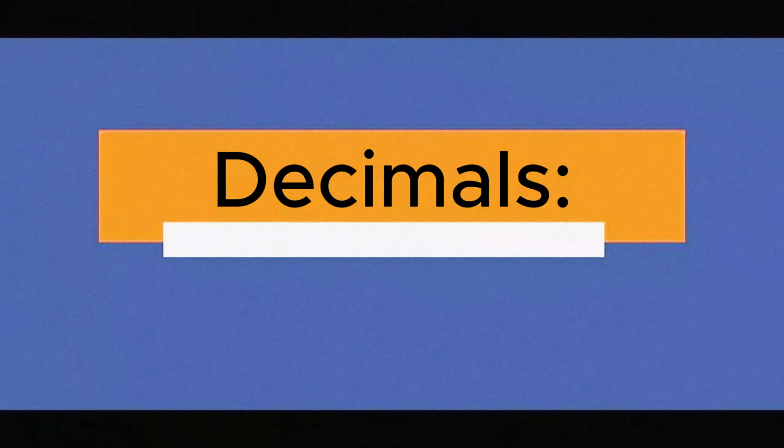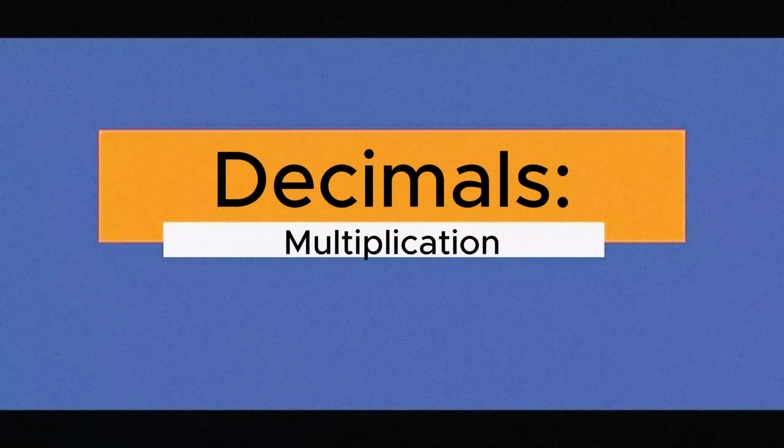Hello, welcome to the third part of the tutorial on decimals. In this video, we're going to focus on multiplying numbers with decimals. So let's start with a basic example. What is 4.6 multiplied by 7?